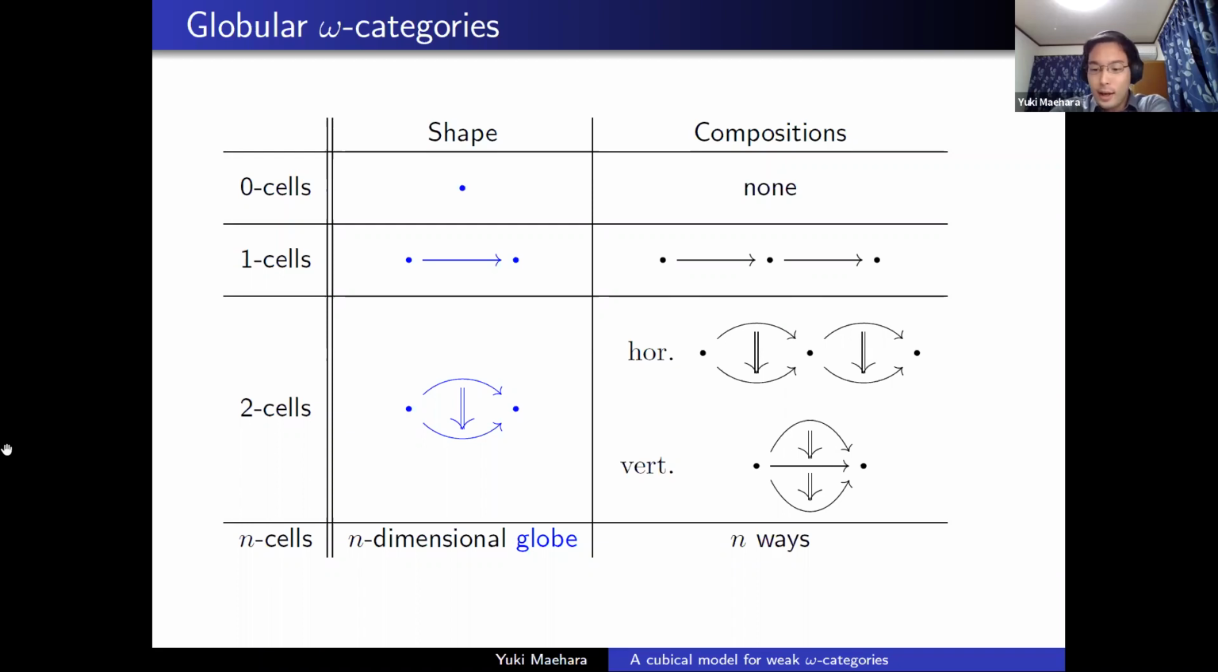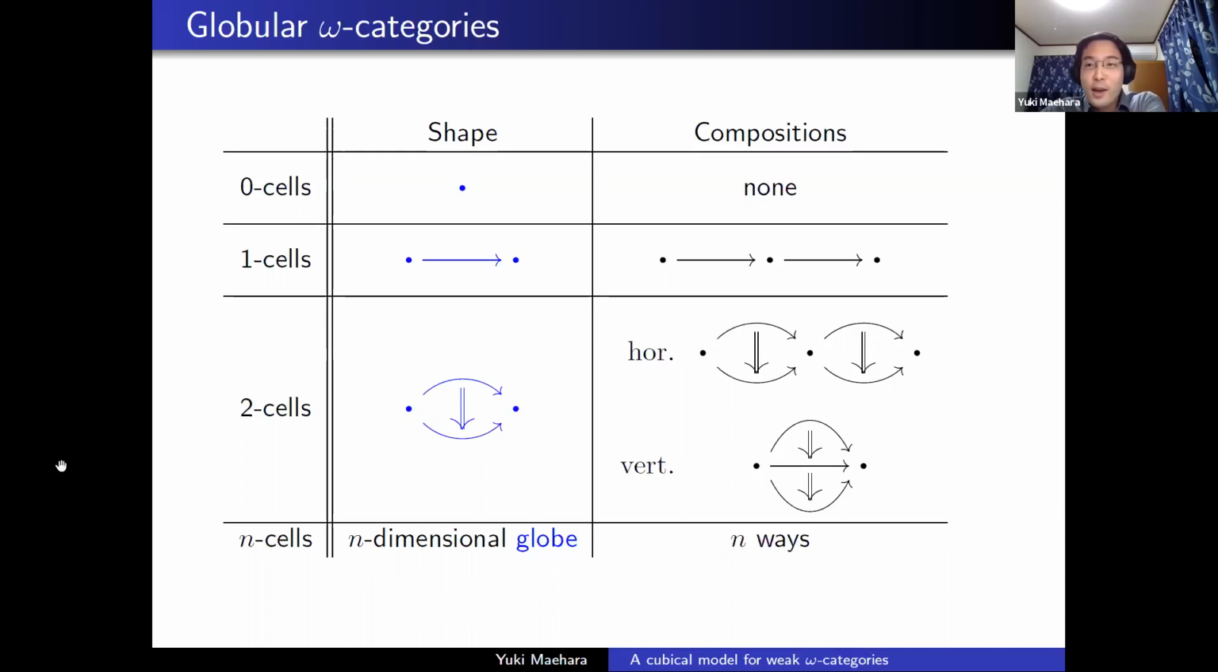Maybe I should say that if you take the single sorted definition of omega category, then you can actually talk about infinite dimensional cells. But for this talk, I am not allowing these things, so all cells in my omega categories are finite dimensional. Anyway, that is the definition of omega category, but this is globular, as it says up here, because the cells are shaped like globes.